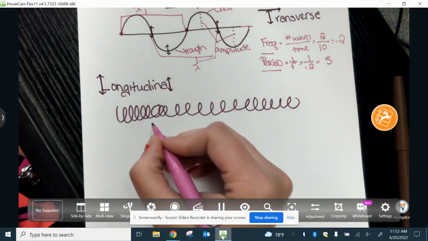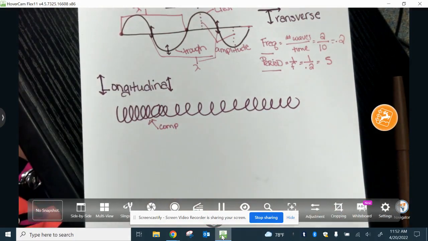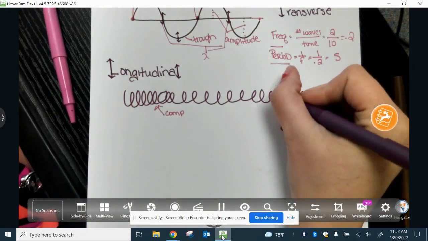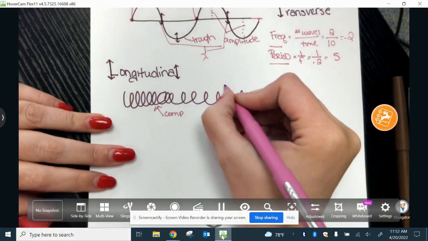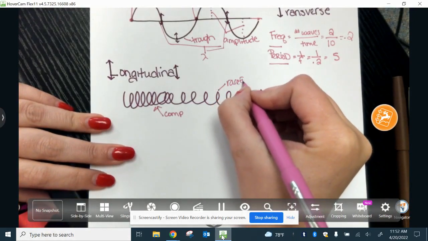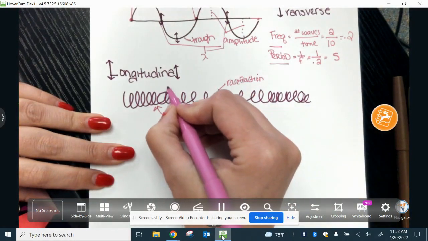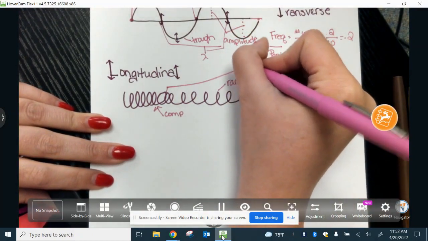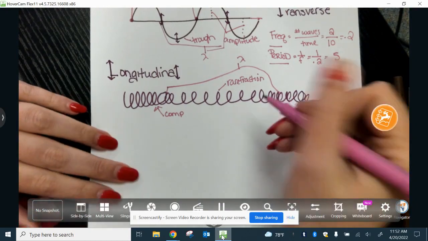Okay, so you have compression where they are tightly spaced next to each other. You have rarefaction where they're more spread out. And in this case, your wavelength would be between your compressions. Again, sorry, this is a drawing thing, not a wave thing, but I think you get the picture.